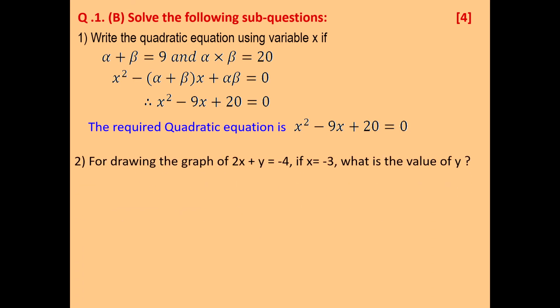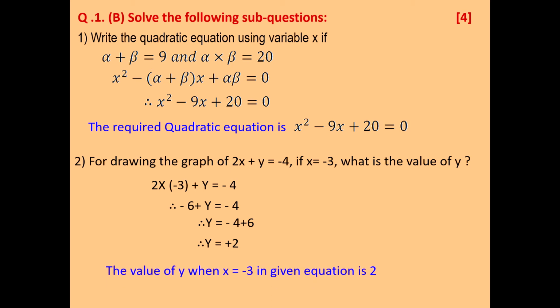Question number 2. For drawing the graph of 2x plus y equals minus 4, if x equals minus 3, what is the value of y? So substitute in the given equation. The value of x is given as minus 3. First step, simplify and then transfer the number as you can see, and then you get the value of y is 2, and the answer should be written in a statement form as it is. The value of y when x equals minus 3 in the given equation is 2.